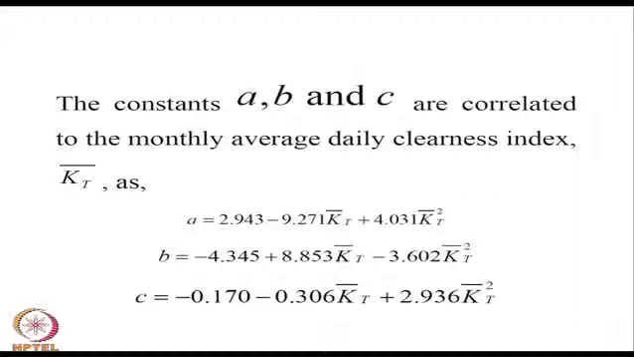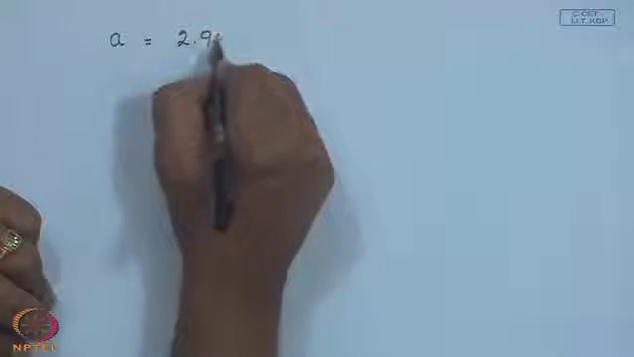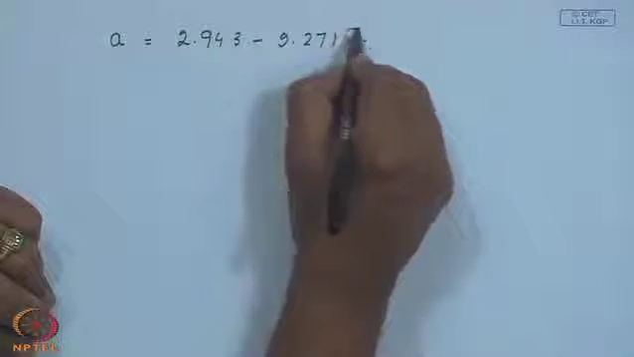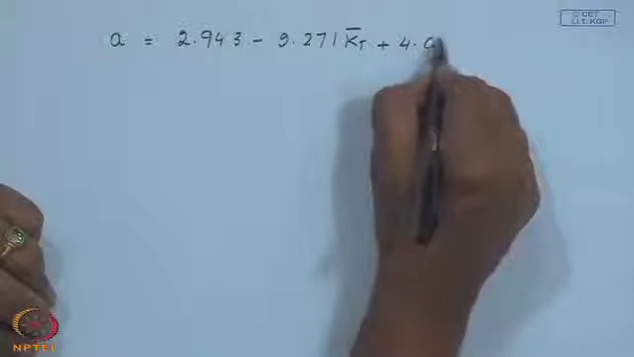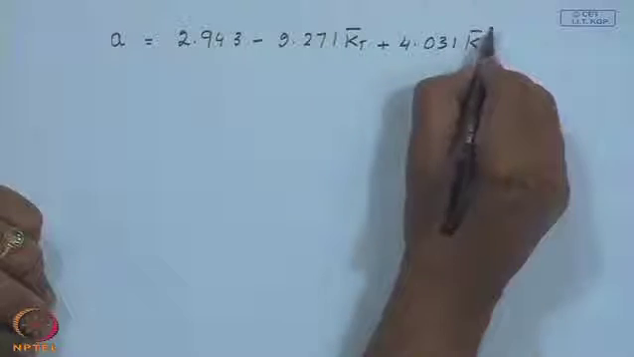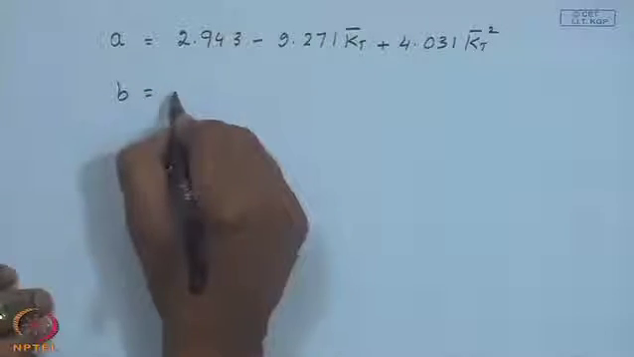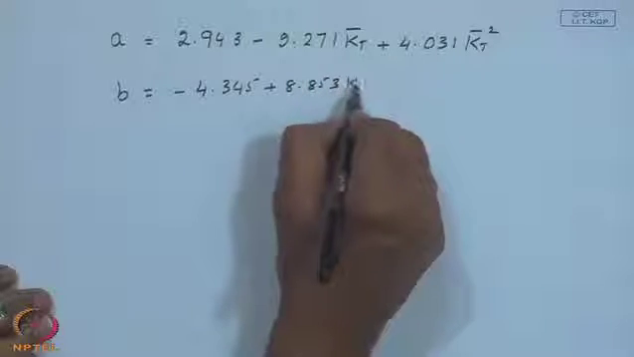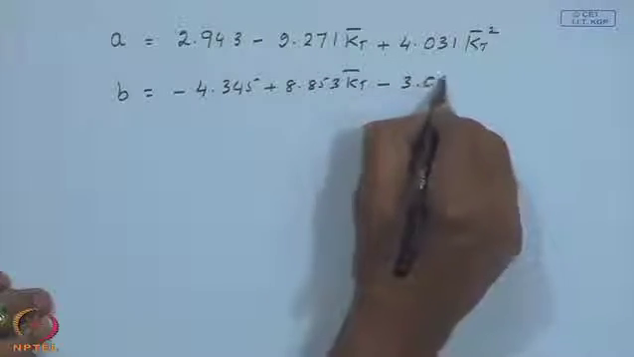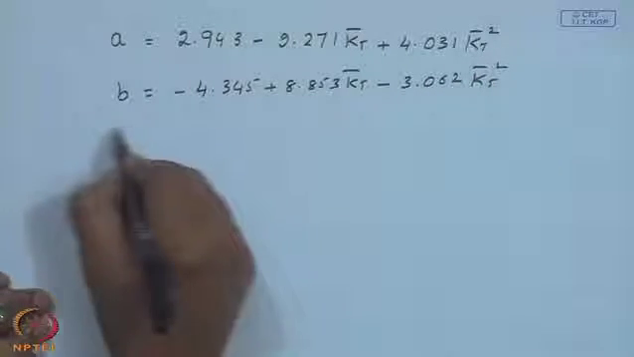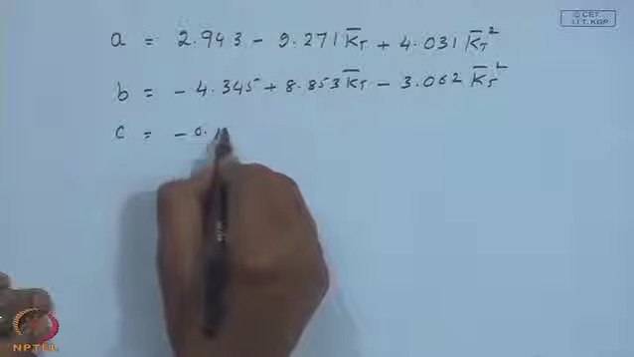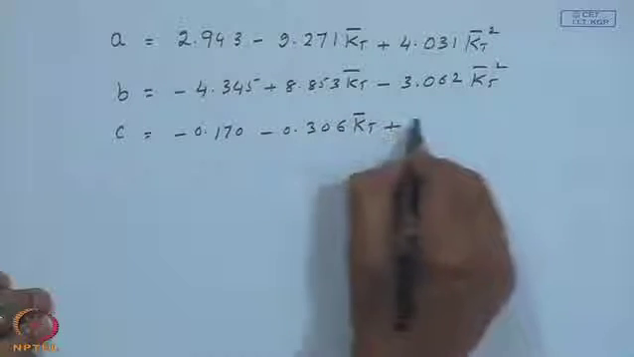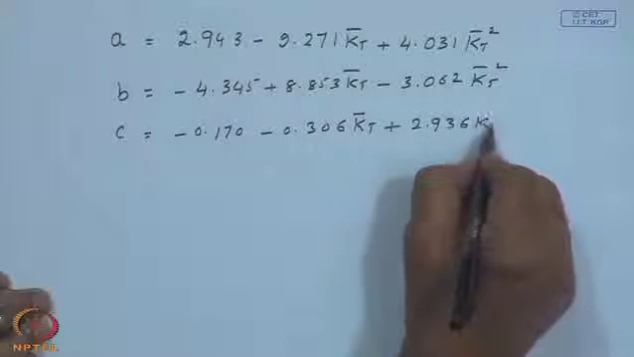And the constant A is 2.943 minus 9.271 Kt bar plus 4.031 Kt bar square, and B is minus 4.345 plus 8.853 Kt bar minus 3.062 Kt bar square, and C is minus 0.170 minus 0.306 Kt bar plus 2.936 Kt bar square.